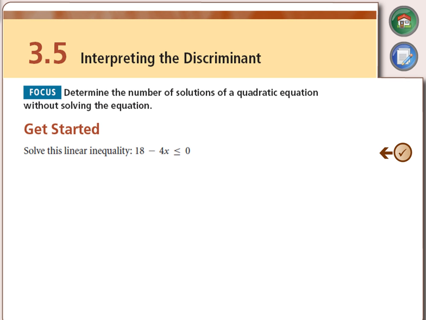And welcome back. We're on 3.5. It's the final episode of season number 3. We're looking at interpreting the discriminant. Ooh, what is that all about? Well, really we're looking now at determining the number of solutions that you're going to have within a quadratic equation.